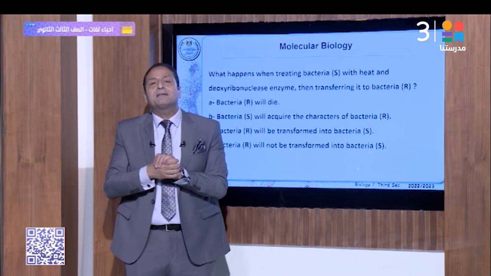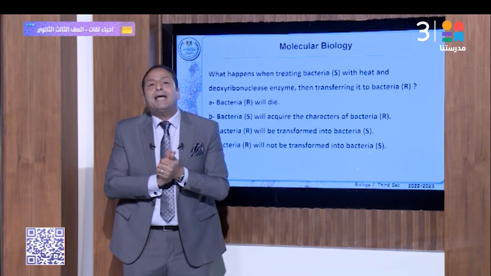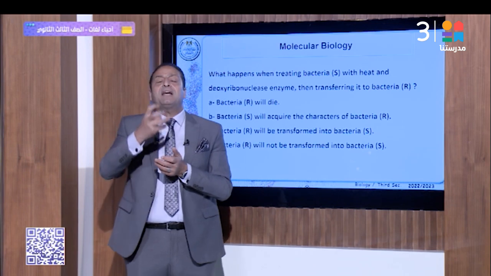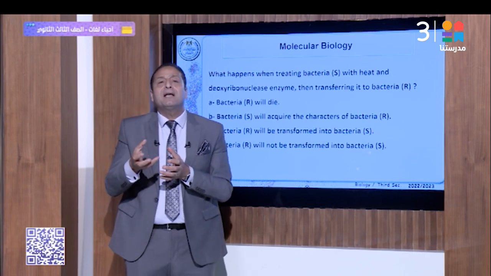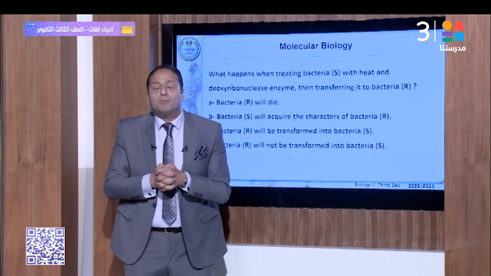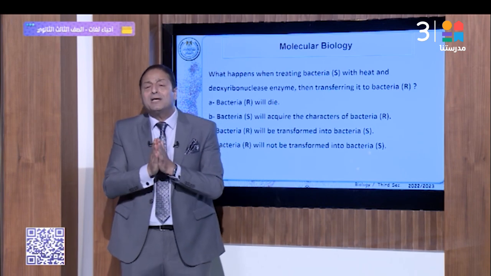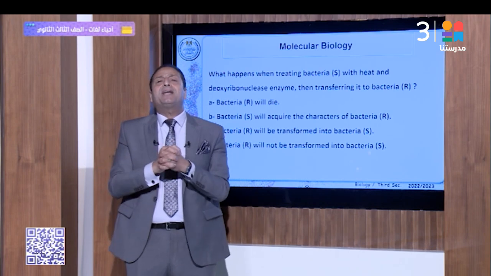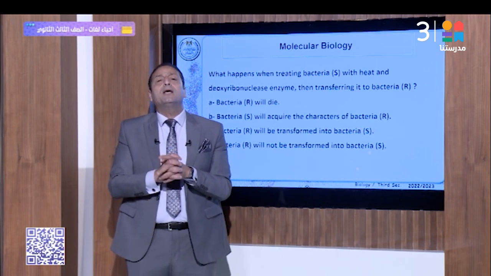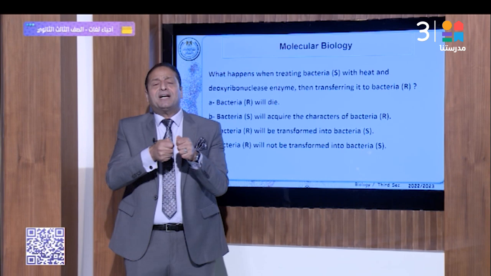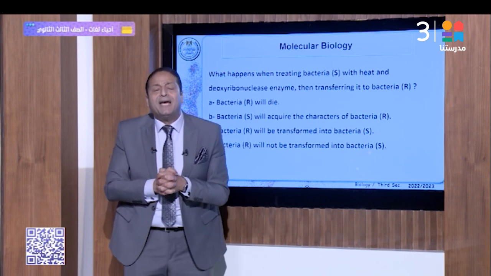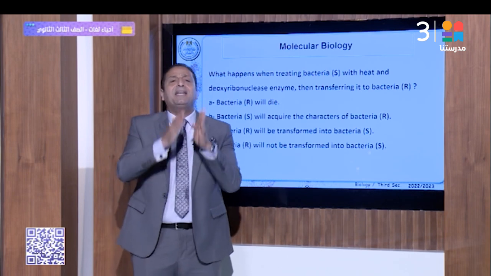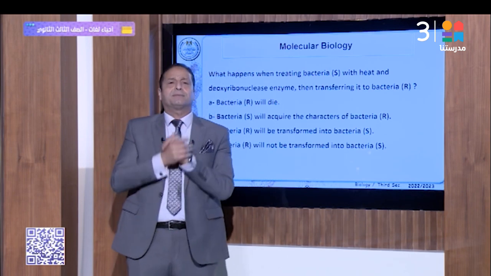So the scientists did a crucial experiment. They gave strain S exposure to heat and to deoxyribonuclease enzymes, which destroyed strain S completely. Then they injected the mouse with strain R, and there was no bacterial transformation. That means that DNA is the genetic material.